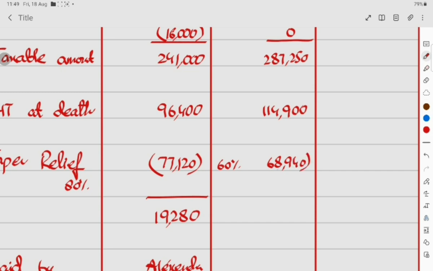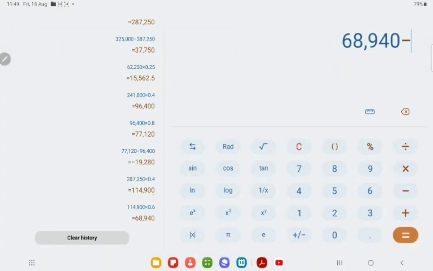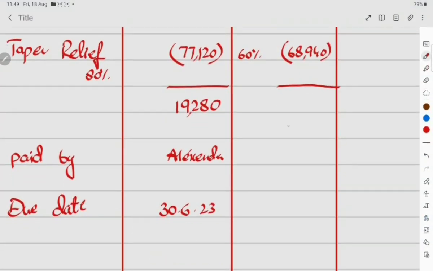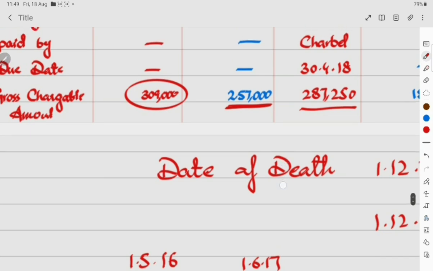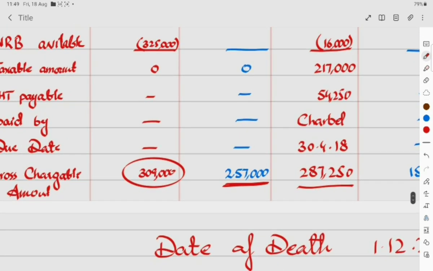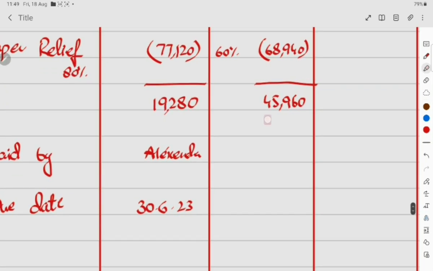68,940 is the relief. So remaining amount would be 45,960. But remember that on this gift already during the lifetime of Charbel, the tax has been paid, and that tax is 54,250. As the tax already paid during lifetime is greater than the tax calculated on death, it means nothing is to be refunded.